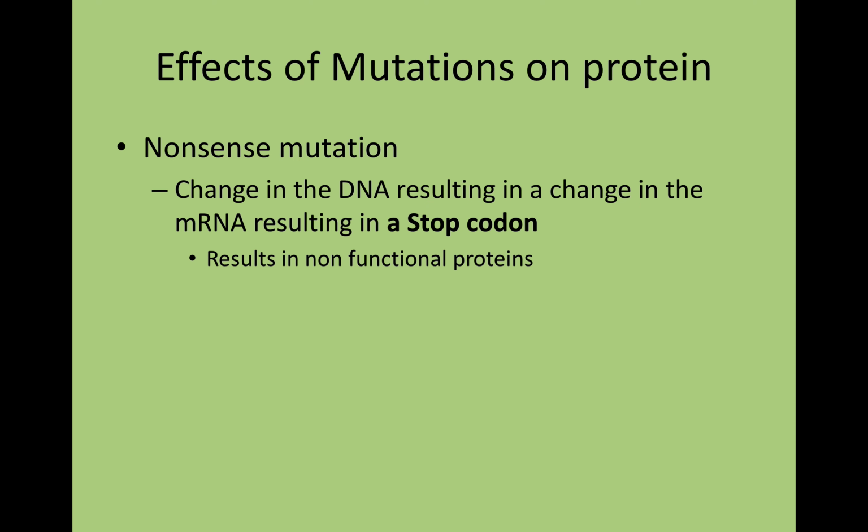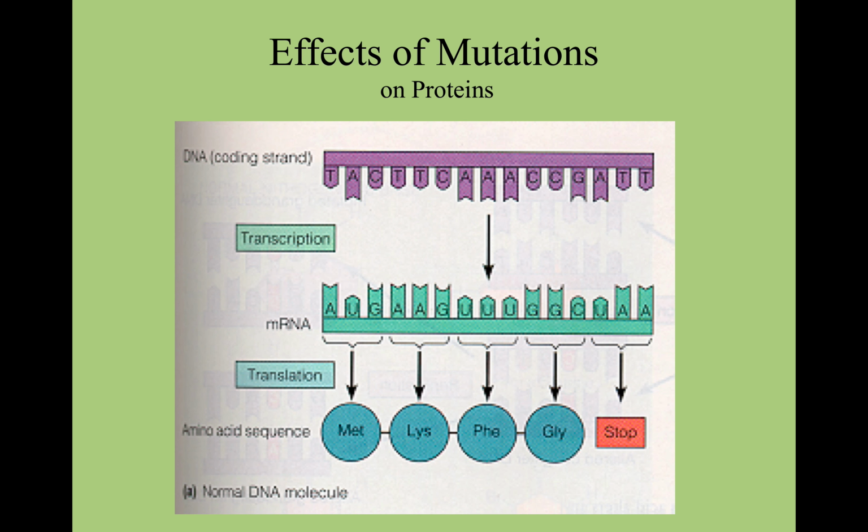A nonsense mutation is a change in the DNA resulting in a change in the mRNA, resulting in a stop codon. This usually results in non-functional proteins, because we would get shortened proteins that wouldn't have all the amino acids needed for a functioning protein.